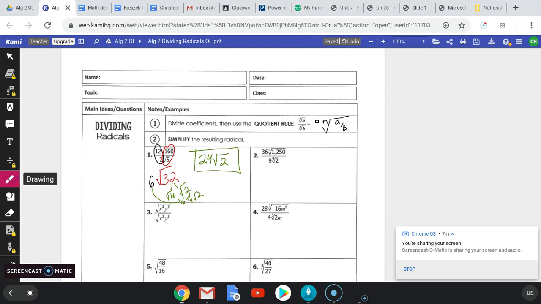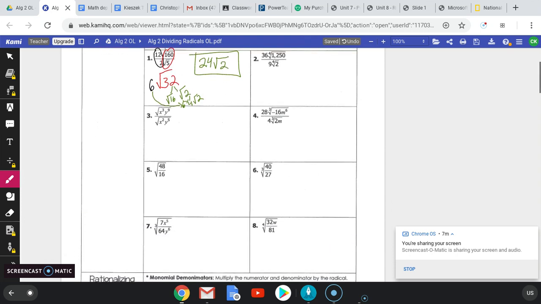Let's look at another one here. Let's look at number 3. Number 3, there's no coefficients there, so therefore I'm done with that. Now let's look at the inside. They have the same indices, so therefore I can divide. So I'm going to take x cubed divided by x squared. Remember, you just subtract the exponents, so 3 minus 2 is 1. And y to the 9th divided by y to the 5th, subtract the exponents, I get y to the 4th.